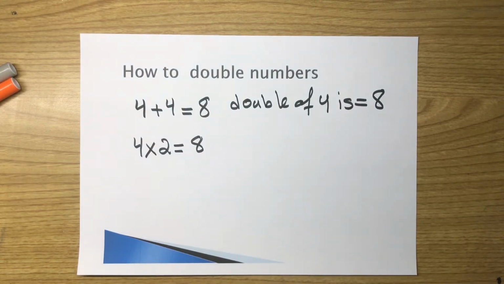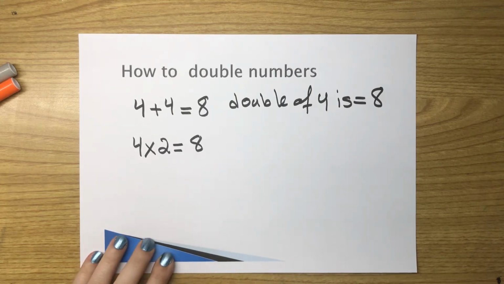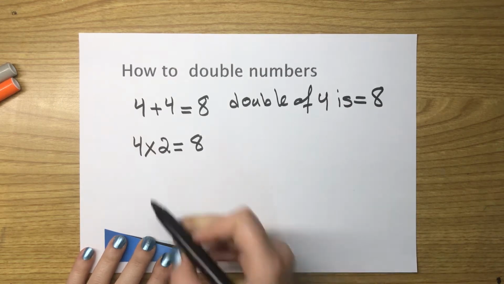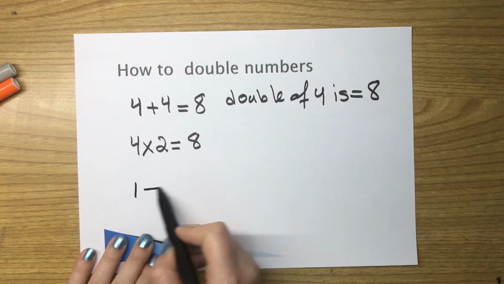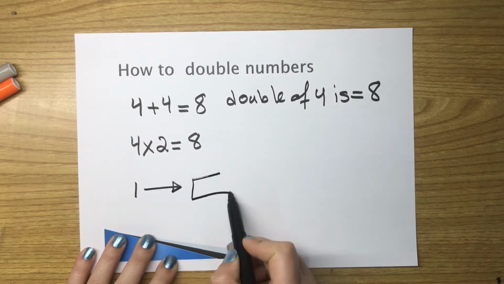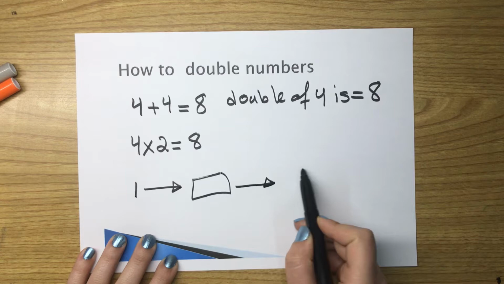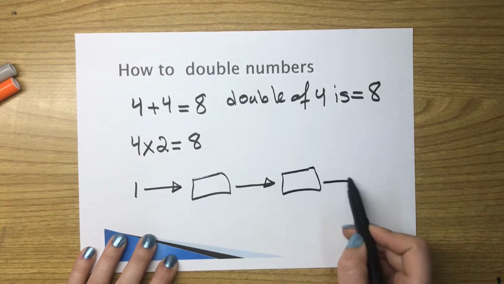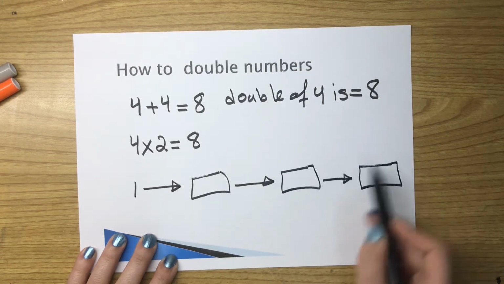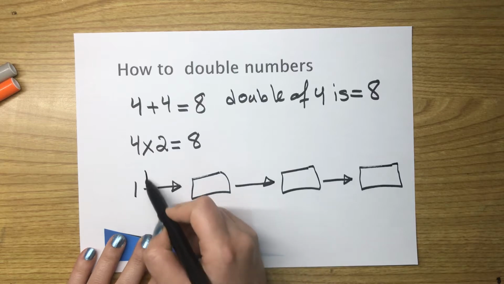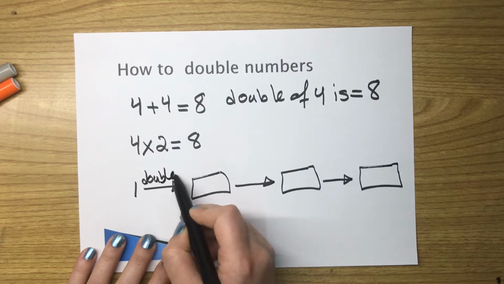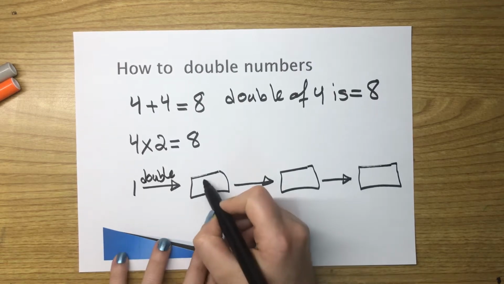Okay, there are some sequences that we can do, such as doubling a number multiple times. Let's take the example 1. We want to double it, double it again, and double it for the third time. Okay, what is the double of 1? 1 times 2 equals 2.